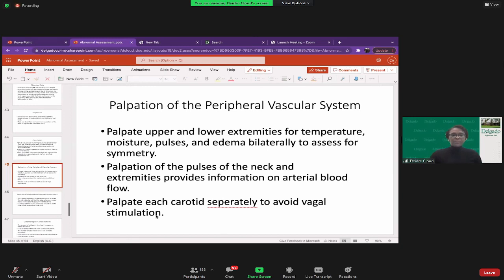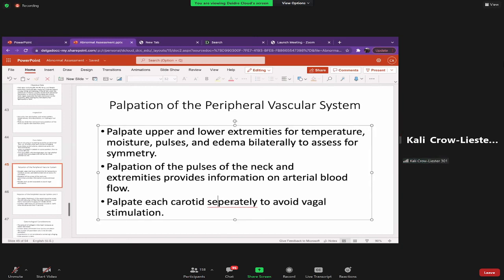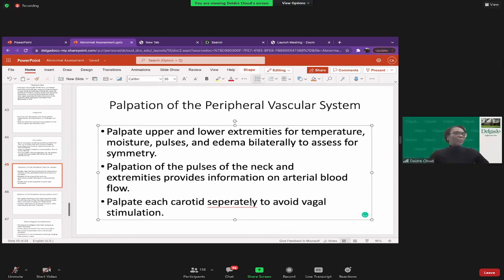Can you say again what the bruit indicates? Just narrowing of the artery, and you'll most likely hear it over the carotid. And when you are palpating the carotid arteries, should you palpate them at the same time? No. No. And how do we assess the cap refill?